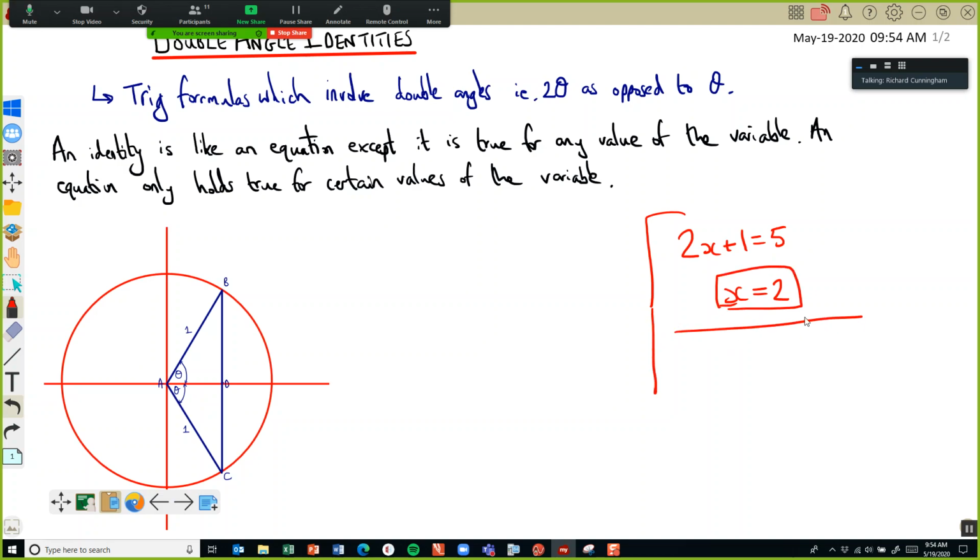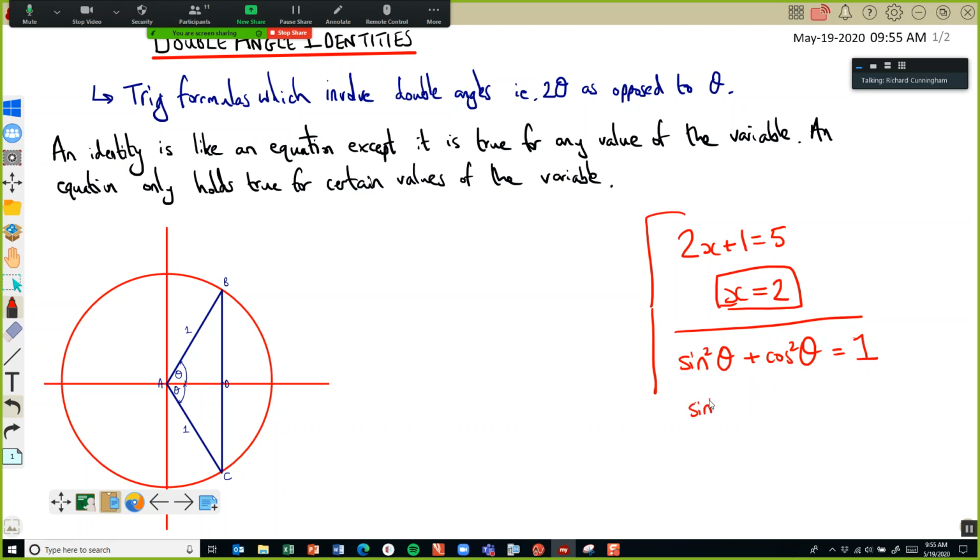Whereas an identity, and you've already seen trig identities before, like this one, sine squared theta plus cos squared theta equals, what does it equal? 1. So you've seen this is an identity. It's like an equation, except it holds true for any value of theta.